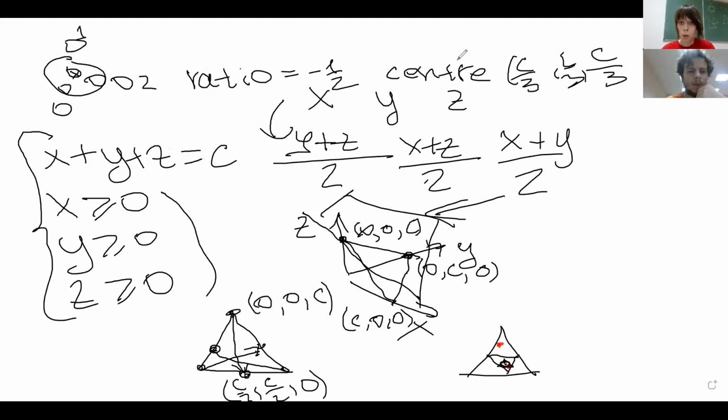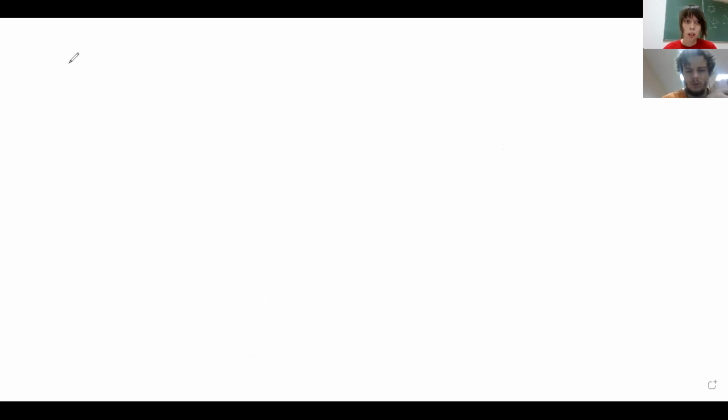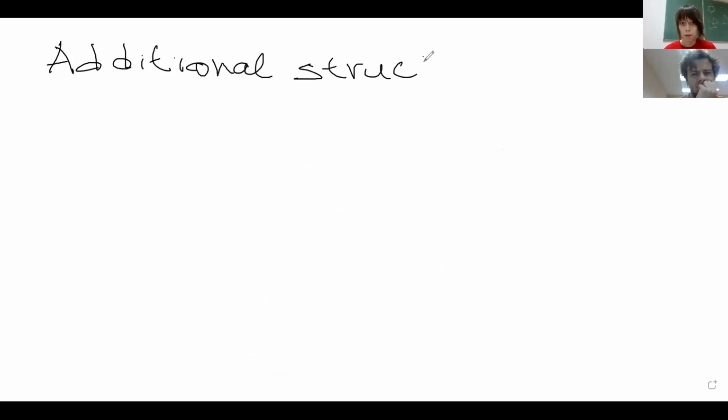The next thing I want to talk about is this phase space. You get a set of points as a phase space. And sometimes it is better to consider it not just as a set of some points, but to add some additional structure. Let's talk about that: additional structure.